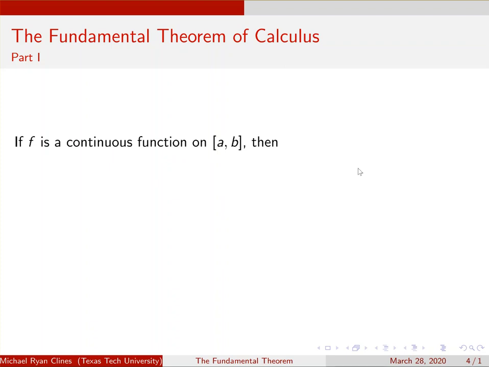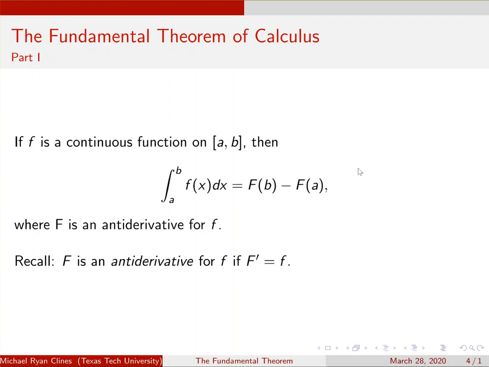All right. It's so important, it actually comes in two parts. We're going to start with part one. If f is a continuous function on the interval [a, b], then the integral from a to b of f(x) dx is equal to capital F(b) minus capital F(a), where capital F is an antiderivative for f. And recall, capital F is an antiderivative for little f if the derivative of capital F is equal to f. That's section 5.1 material.